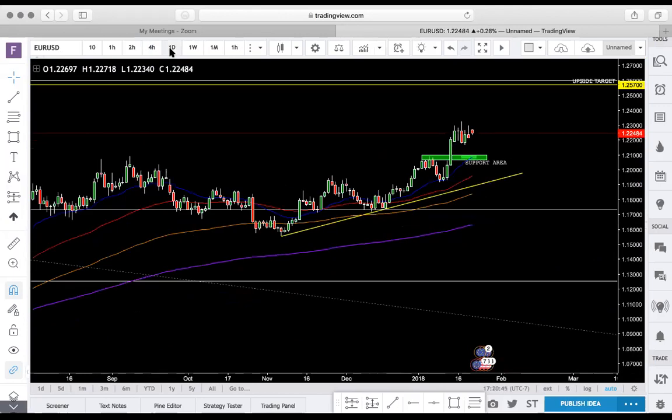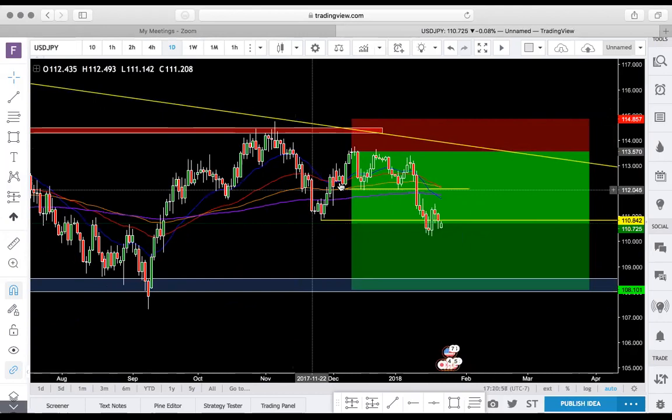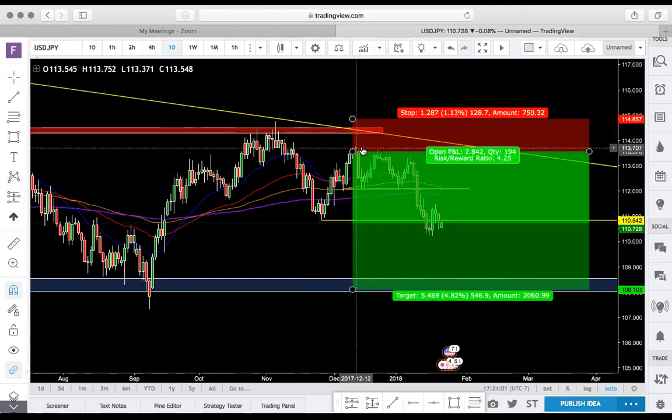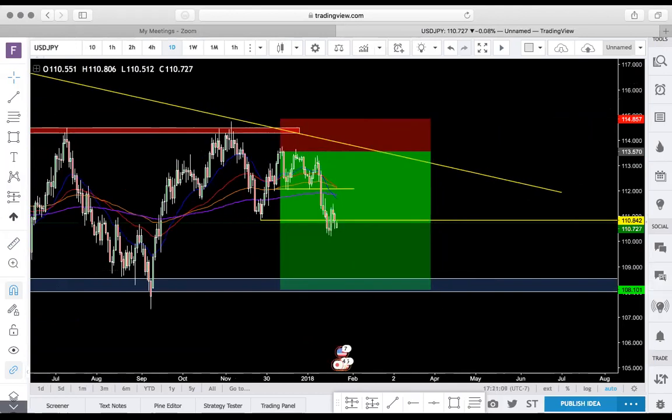All right, Balaji, you had one more. You mentioned dollar yen. Dollar yen, I love dollar yen. I'm still holding a short trade on this since December 11th. Right now I am up about 287 pips. My downside target is 108.5. I may even consider taking profit at 109, an even number, just because that's a whole number.